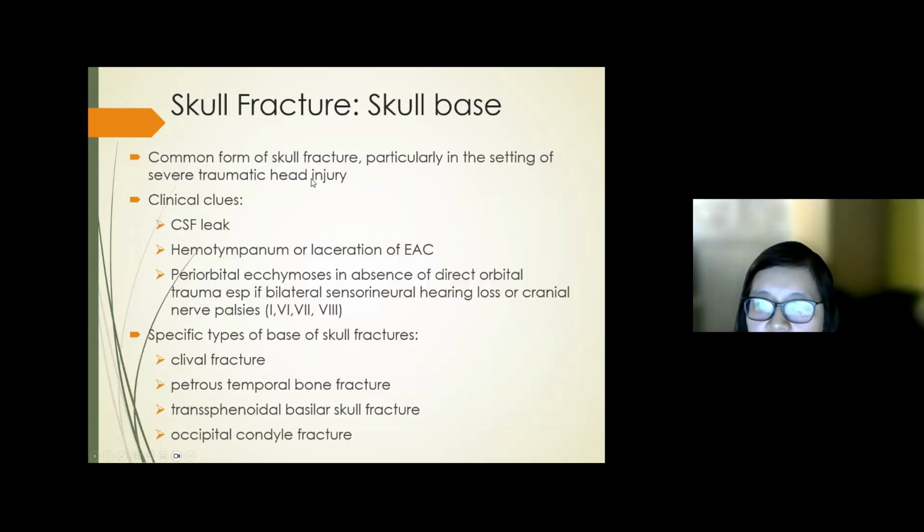So skull base fracture is a common form of skull fracture, particularly in the setting of severe traumatic head injury. And sometimes the clinical clues can be suggestive of a base of skull fracture. So let's say the patient has CSF leak, hemotympanum or laceration of the external auditory canal, periorbital ecchymosis in absence of any direct orbital trauma, in this kind of patient, we might want to think of any skull base fracture.